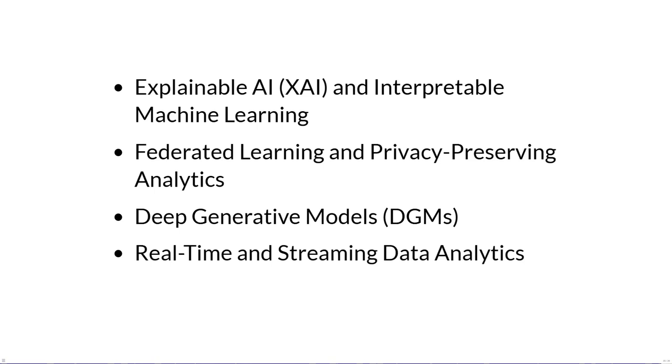Next one is real-time and streaming data analytics. That means you analyze data as it arrives. Next one is automated machine learning, simply called AutoML. AutoML automates machine learning tasks like feature selection, hyperparameter tuning, and model selection, making machine learning accessible to non-experts. For example, we have Google AutoML, H2O.ai. Those are some of the AutoML tools.